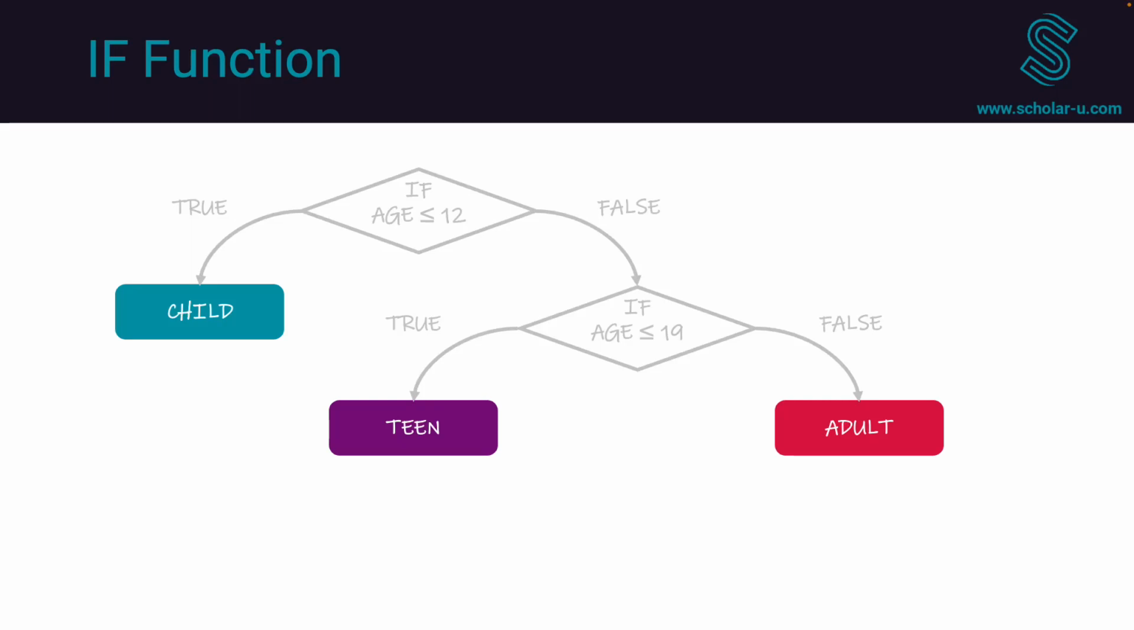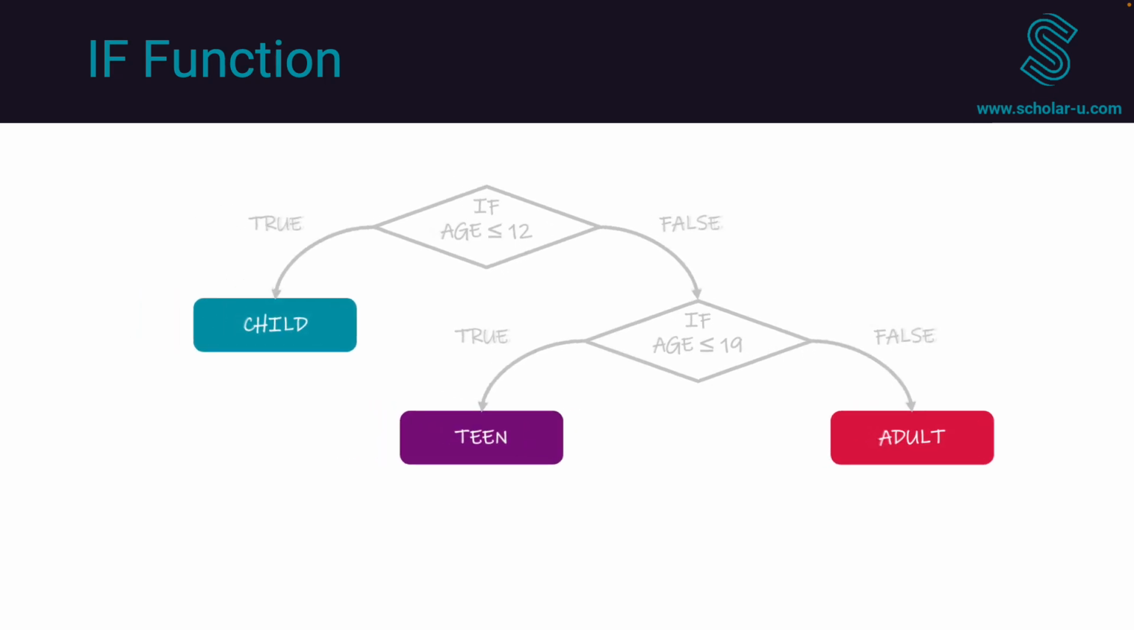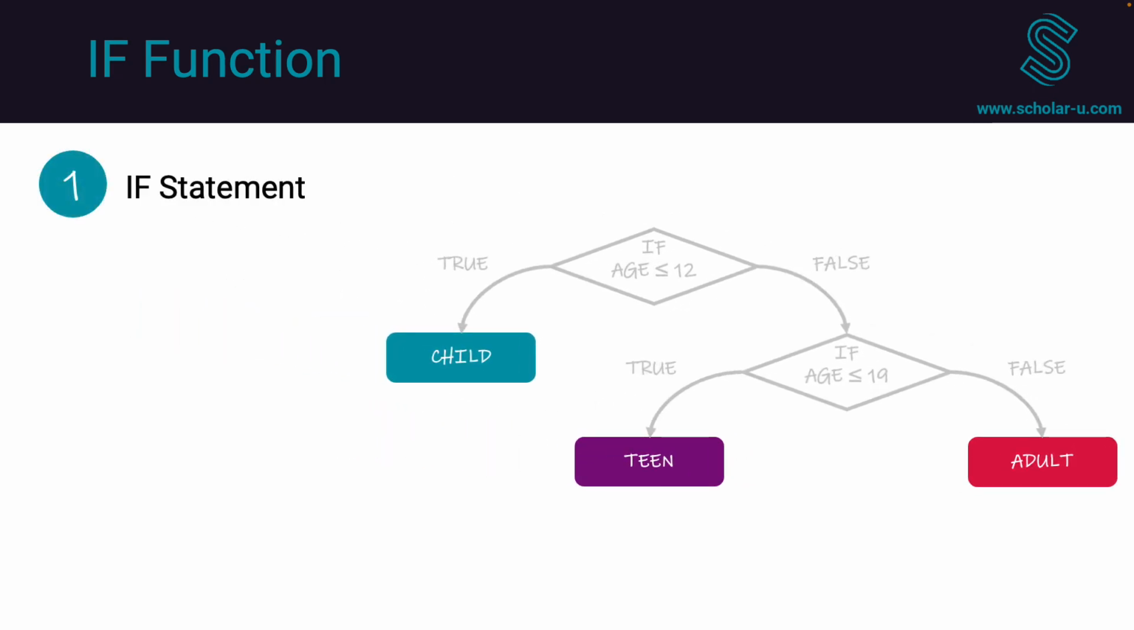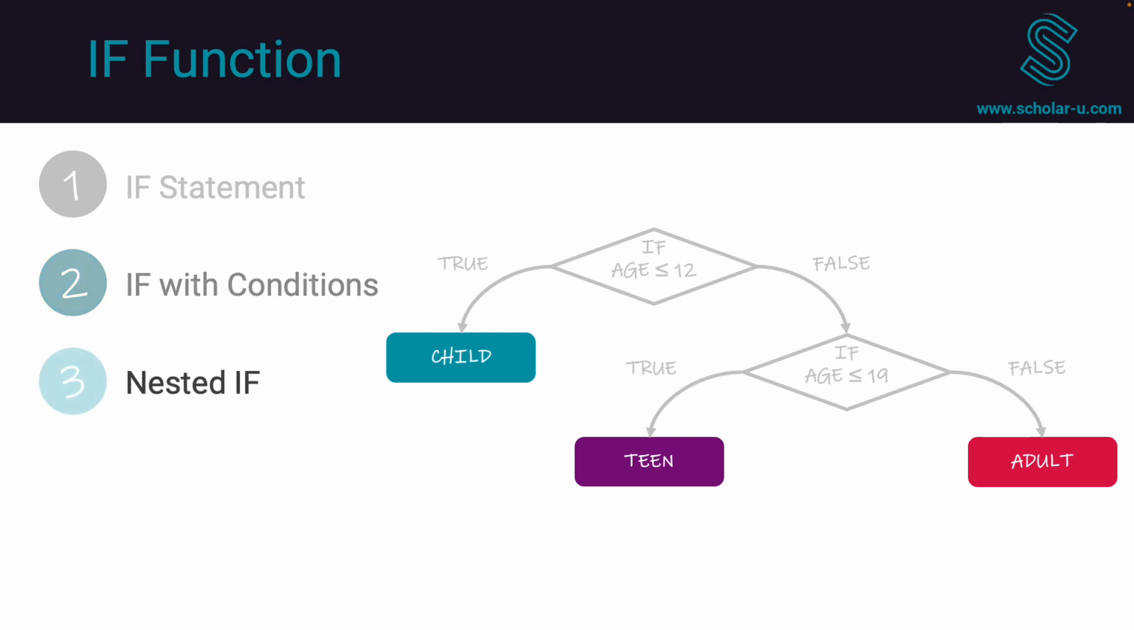In this tutorial, we're going to learn about the if function. Specifically, we're going to learn by understanding what is an if statement. Then we're going to learn about conditions utilizing the if statement, for example, the and the or. We will learn how to work with multiple if statements using a nested if. And finally, we're going to use an optimization of the nested if, which is using the ifs function. Let's get started.